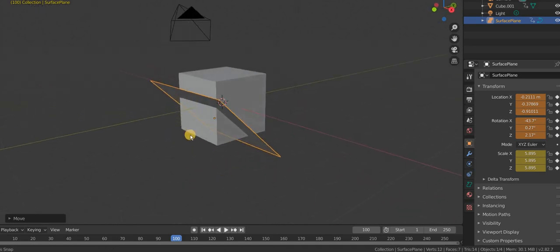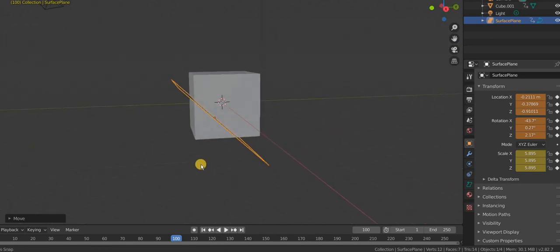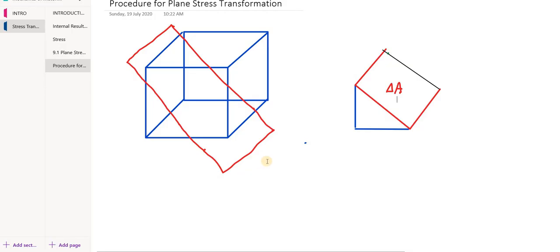Let me show you the same in another way. This was the original element, the blue, and this red is the cutting plane. We are going to draw the free body diagram of this lower segment. So this lower segment has been separated. This is that inclined area, let's call it delta A. Then we are going to show forces acting on this as sigma x prime and tau x prime y prime, and other forces which are acting on the remaining faces. So let's see how it works.